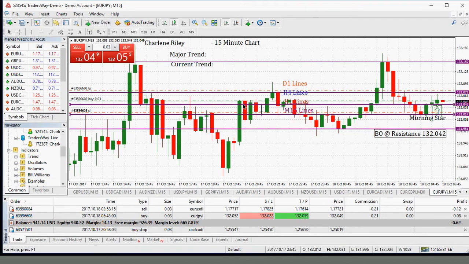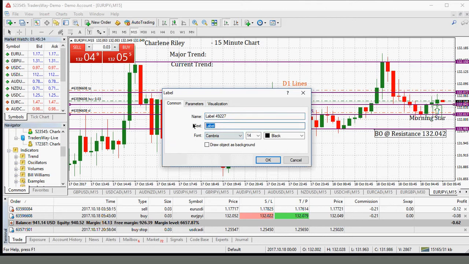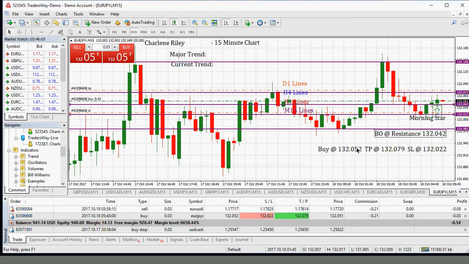So now I document it and I say, buy at 132.052 and take profit at 132.079 and my stop loss at 132.022. And that is a perfect trade setup.